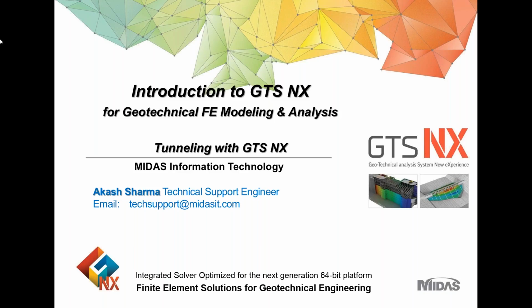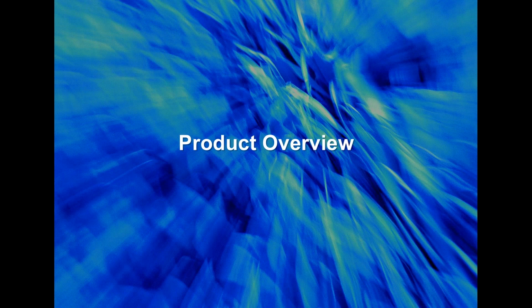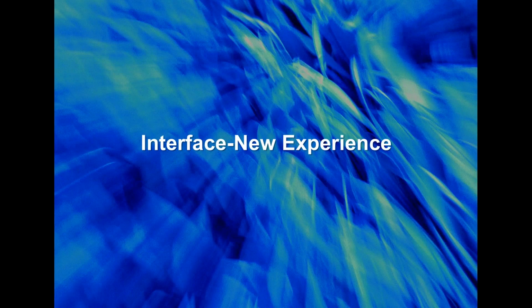So to start with, let me give you a brief introduction to the product. GTS NX is a completely 3D, 2D as well as axisymmetric finite element analysis software which can be used for all kind of geotechnical applications. It has its own pre and post engines and a very powerful solver. It has been optimized for 64-bit platform and can be used efficiently and effectively to deal with any large-scale modeling.